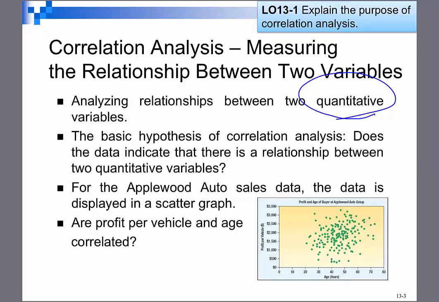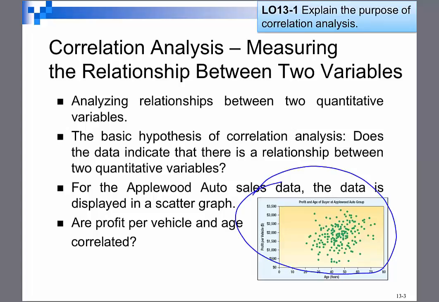The basic hypothesis of correlation analysis is: does the data indicate that there is a relationship between two quantitative variables? We looked at Applewood earlier in the semester, and if we wanted to plot that, it would look something like this, where we would say there is some relationship between the profit per vehicle and the age, but not a very strong one. And we'll look at how Excel is used for regression analysis a little bit later.